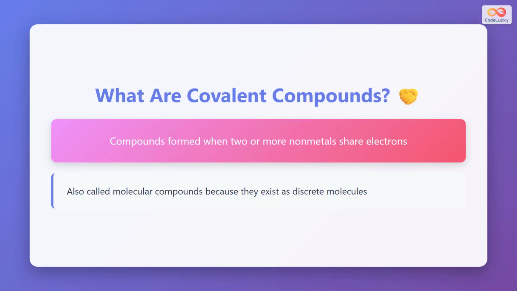Covalent compounds are chemical substances formed when two or more nonmetal elements share electrons. Instead of transferring electrons, like in ionic compounds, these atoms bond together by sharing electron pairs. For this reason, these substances are also called molecular compounds, since they exist as distinct molecules rather than as large networks.